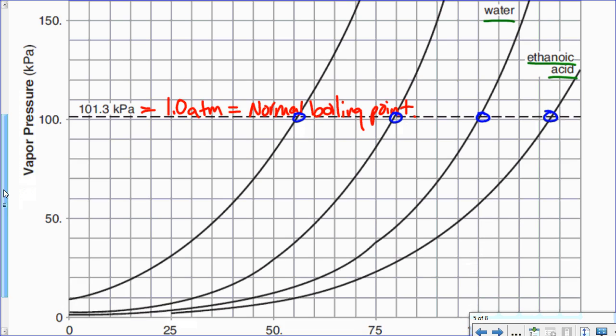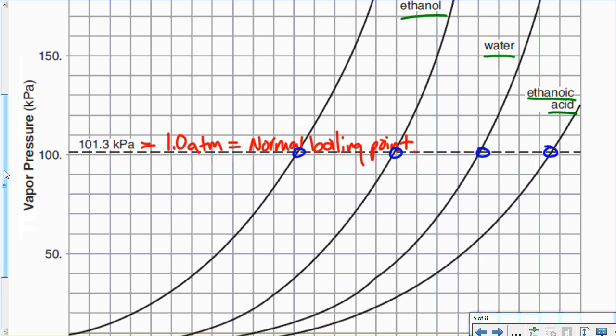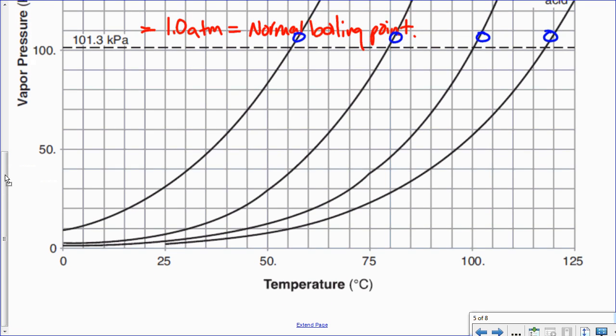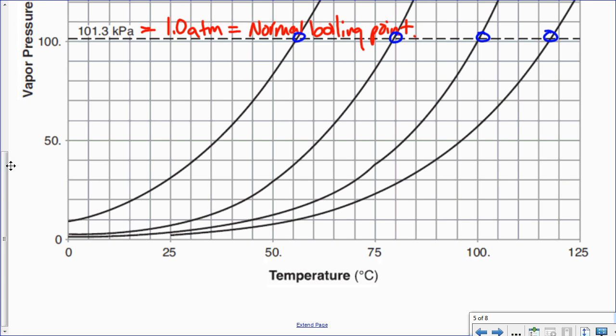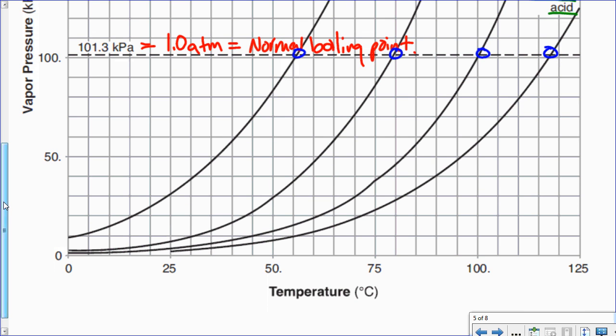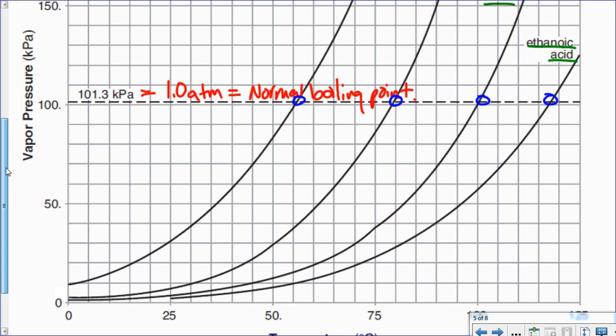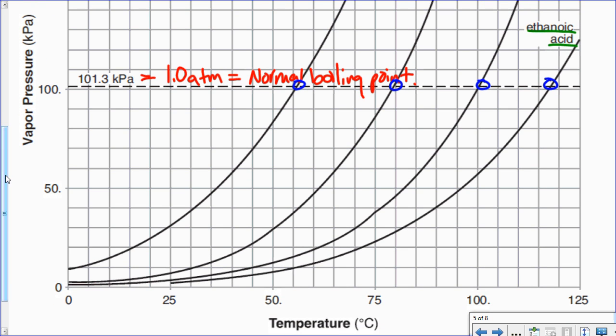On the y-axis here, you have the vapor pressure, so how much that vapor is pushing up against the atmosphere. And on the x-axis, you have the temperature. As you can see, as the temperature increases, the vapor pressure increases. So as you heat up the sample of liquid, the amount of pressure that it puts on the atmosphere increases. And water, this curve right here, has a normal boiling point of 100 degrees.